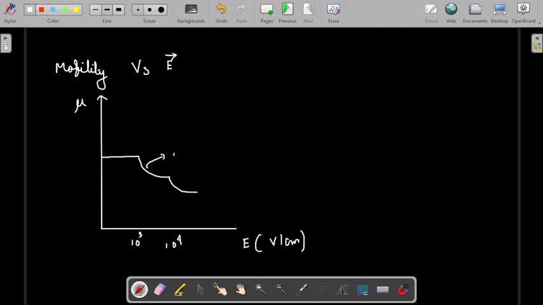In this curve the mobility will decrease as the square root of E, but here it will decrease in proportion to E power minus 1. So this is 10 power minus 3 and this is 10 power minus 1. These are results of research and analysis made in the lab. We just need to remember how these things behave in different regions.